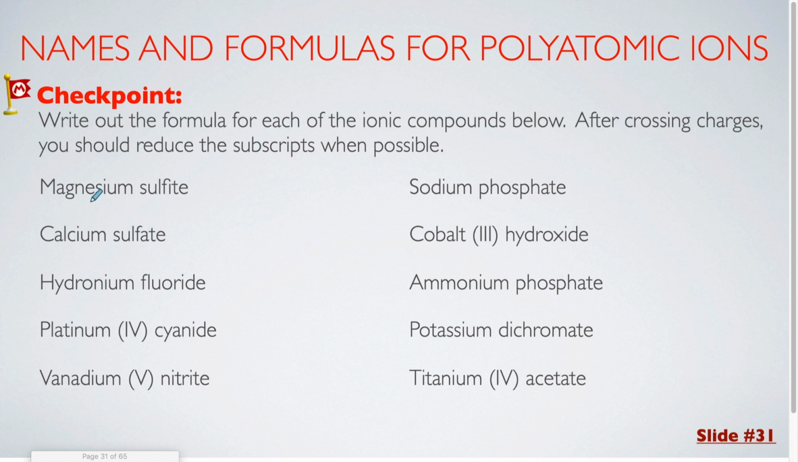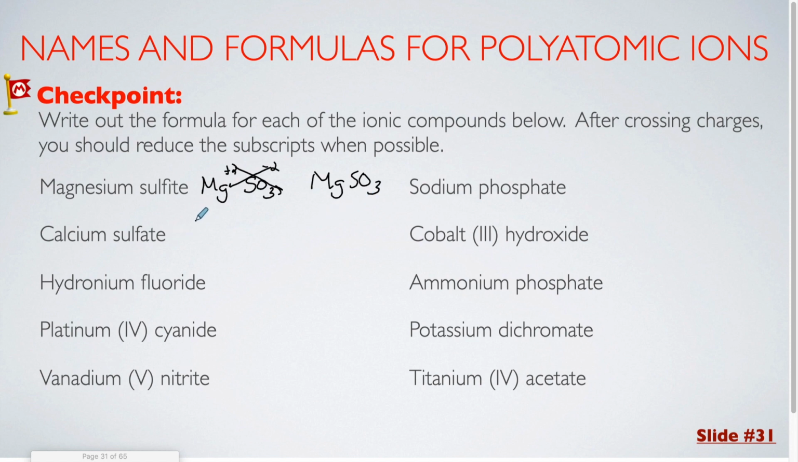In our first example, we have magnesium, which has a +2 charge, and sulfite. Sulfite is a polyatomic ion, it's SO3, with a -2 charge. These charges are going to crisscross down, but because it's a 2 to 2 relationship, they are going to cancel out as well. So in the end, I'm just going to have one of each. My final formula would be MgSO3.